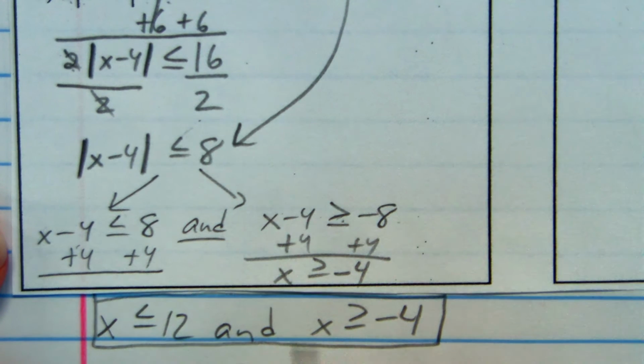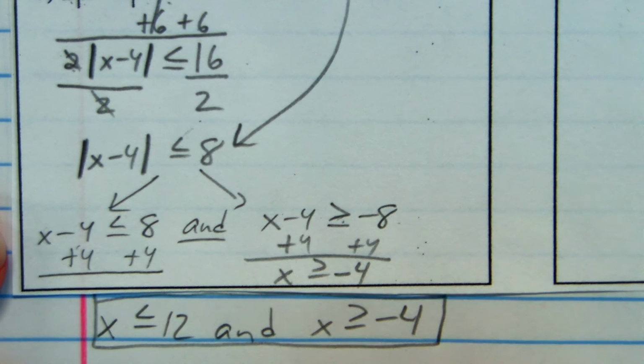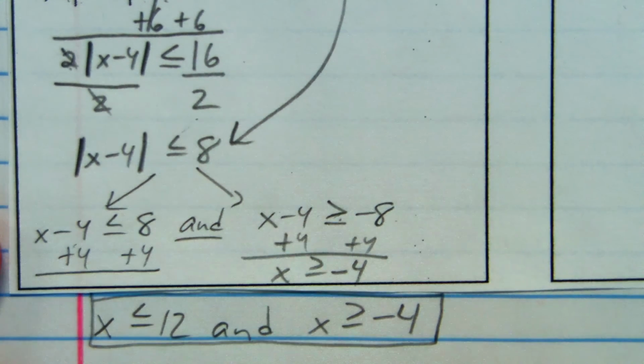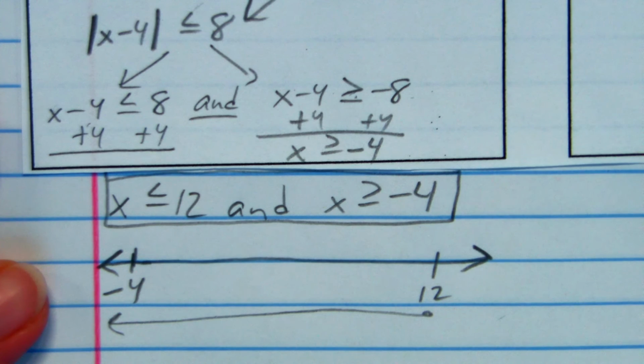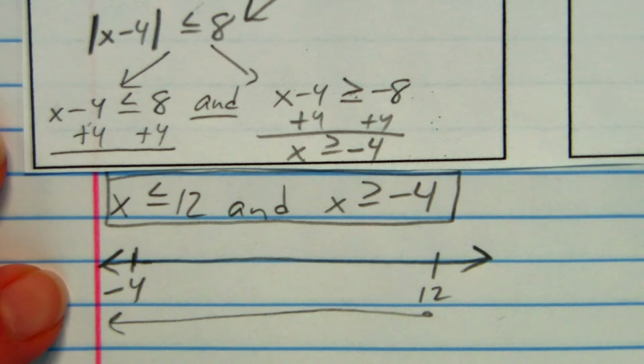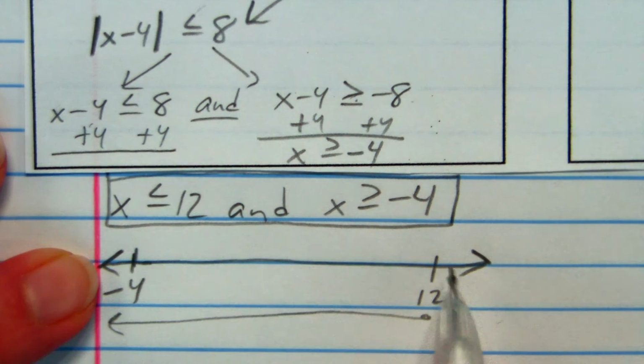So if we think about it, less than or equal to 12 would be from 12 to the left. So we can't see it. I'm sorry, here you go. You're right, I did go off the screen. So I made a little number line with just -4 and 12.